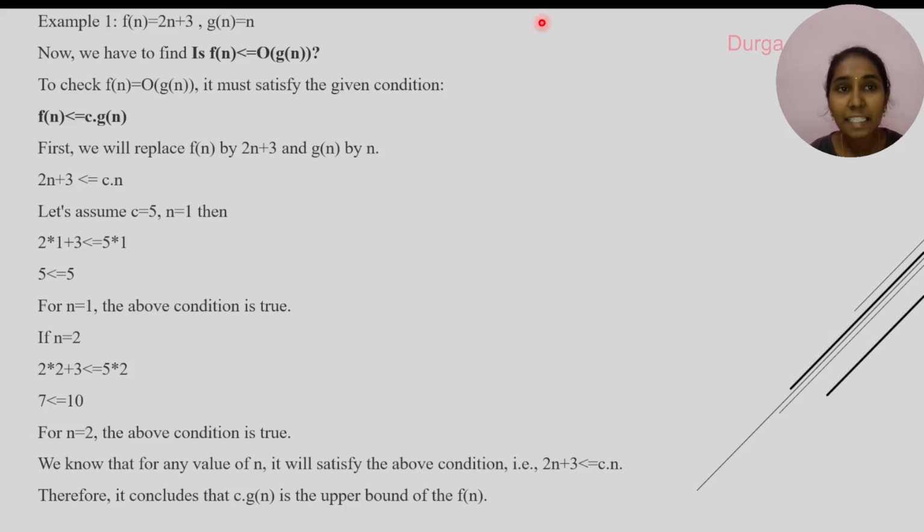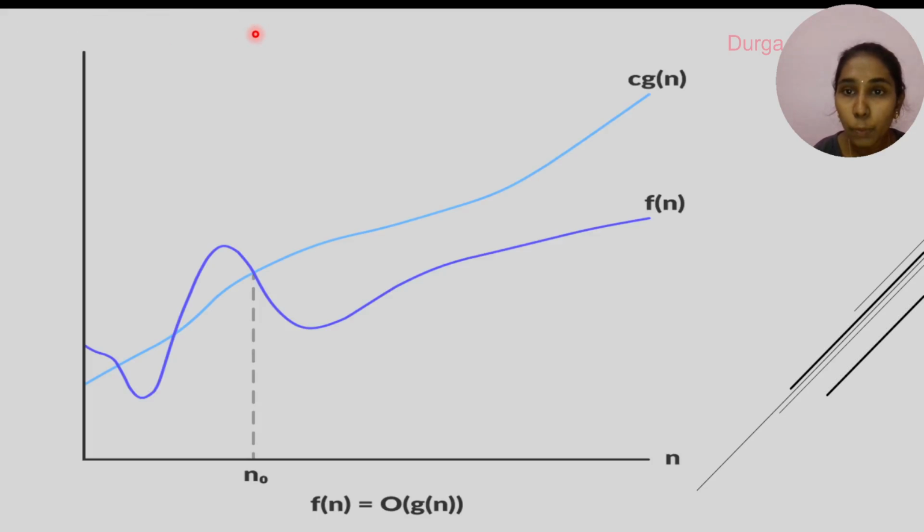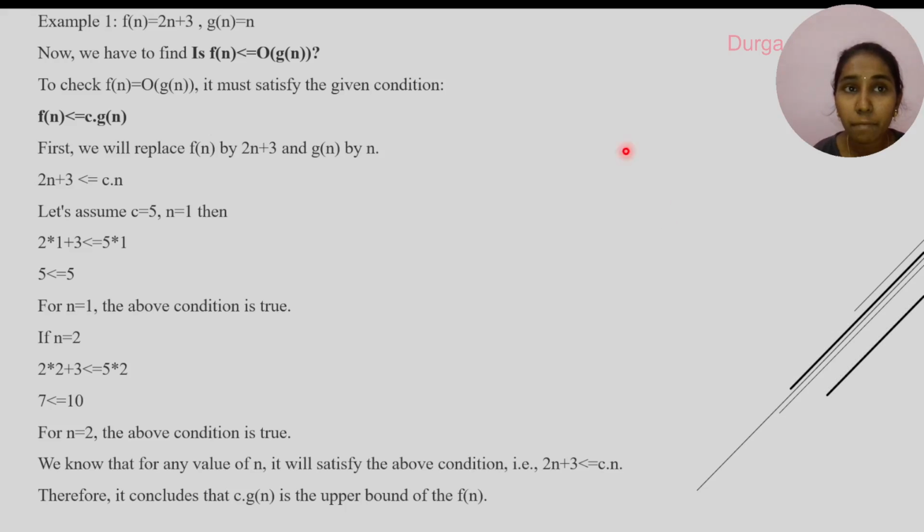Okay. So let's see an example for clear understanding. I am taking one function, f of n is 2n plus 3, and g of n is n. We have to prove that g of n is an upper bound of f of n. Now we have to find whether f of n is order of g of n. To check that f of n is equal to order of g of n, it must satisfy the given condition.